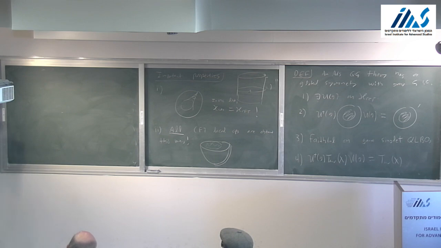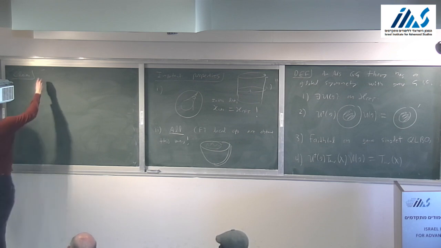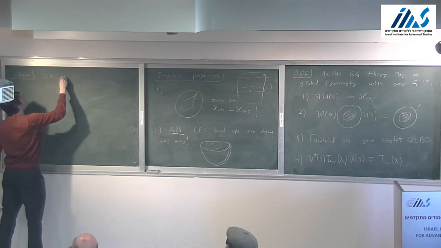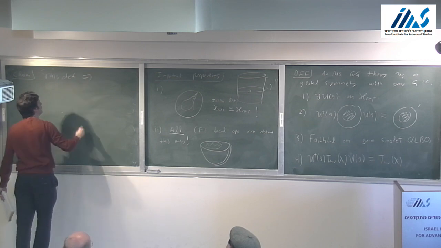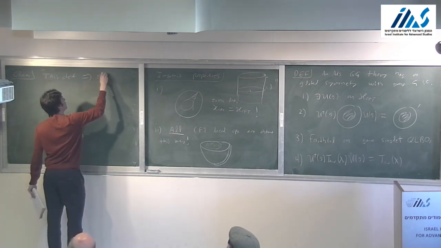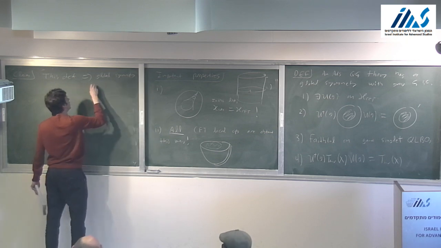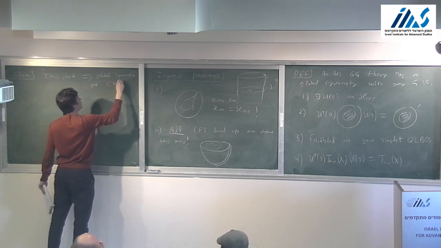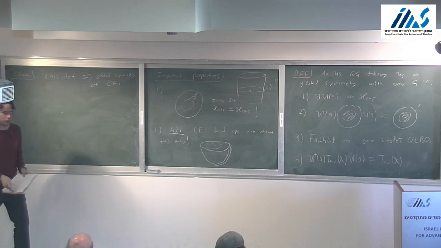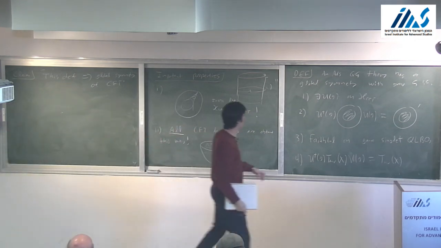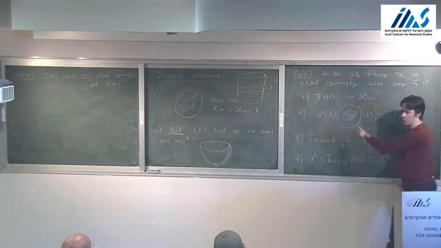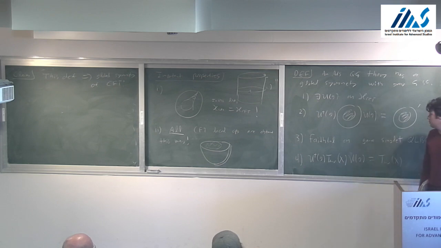Okay, so let me first make a claim. All right, kind of obvious. This definition implies a global symmetry of the boundary CFT. So let's try to talk through it. This one is the same as condition one for the boundary CFT.